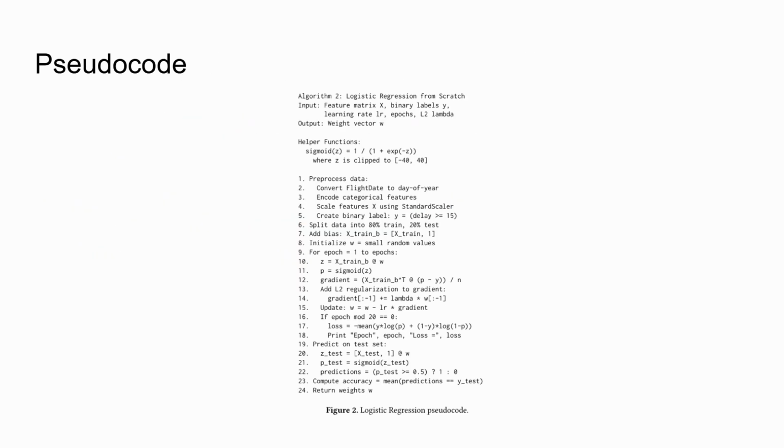So this is the pseudocode. After pre-processing the data, we initialize the weights and repeatedly update them using gradient descent. At each step, we compute the predicted probabilities using the sigmoid function, and we calculate the gradient of the loss with respect to the weight. And then the L2 regularization is included to penalize large weights, which helps improve the overall generalization. After training, the model can output the probability that a given flight will be delayed based on the sigmoid function score.